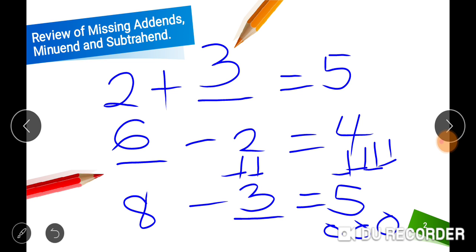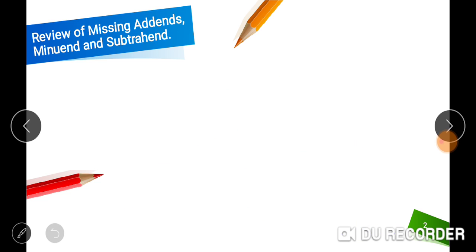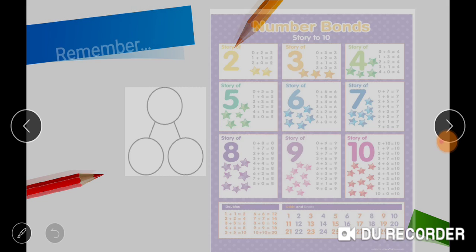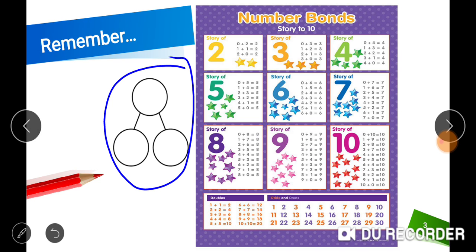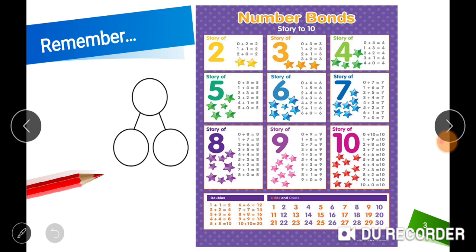Okay, so let's move into our class proper for today. I told you that we'll be talking about fact families, but let me remind you, do you remember what this is called? It's called number bond, right? Good. Now look at these charts. You have number bonds to 10.